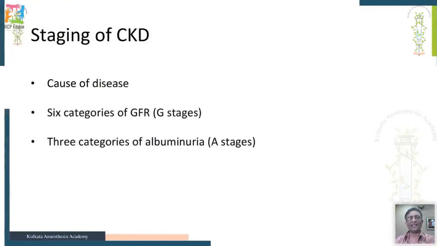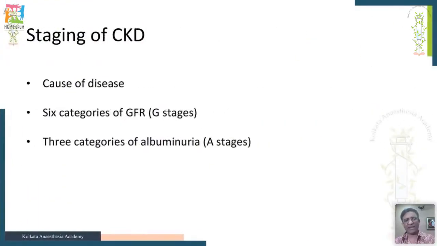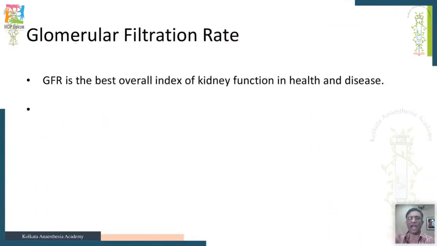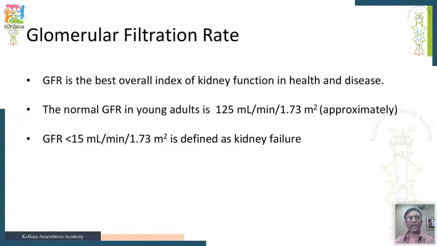The staging is by the disease, and essentially the second part is the category of the glomerular filtration rate, which puts them into what stage they are. And people have added albuminuria along with it, and that's where you add A1, A2, A3. GFR is the one that all of you would look at, and this is again for postgraduates.